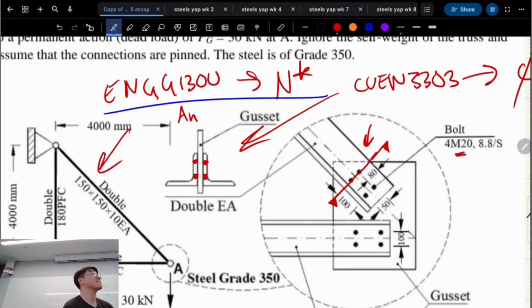Do you do it for both or one and then double? Up to you. I did it with both. So I did AG as both of them combined, and I subtract four holes basically, right? But you can do a single one, subtract 2 holes, multiply by 2, same thing, right?